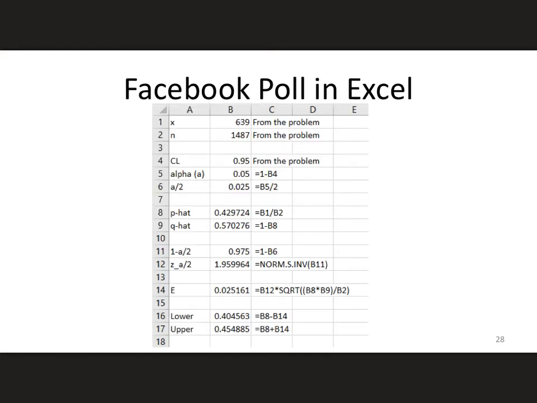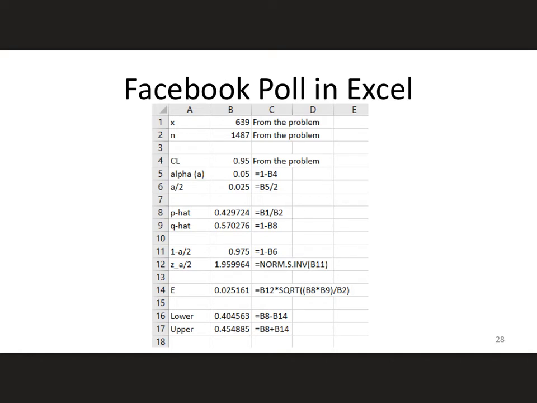So here is my example from Facebook. Notice that I'm putting my X value, my N, and those came from the problem. And the confidence level was also from the problem. It asked us to create a 95% confidence interval. Then you can find your alpha by doing 1 minus your confidence level. And then I divide alpha by 2. I have my p-hat. P-hat is, of course, your x divided by n. Q-hat is just 1 minus p-hat.